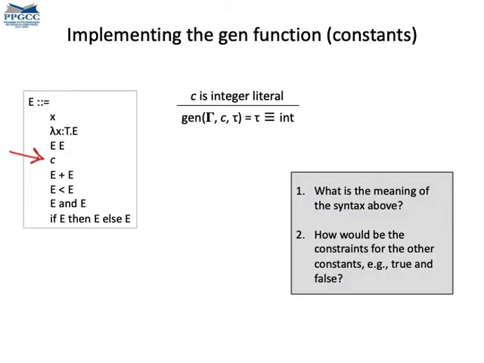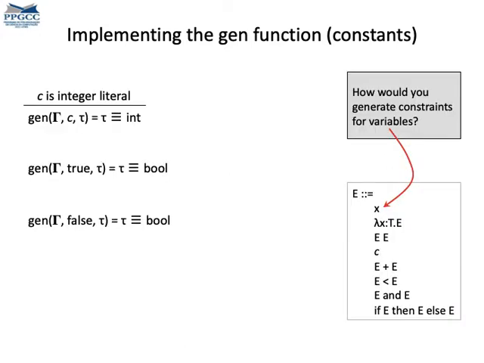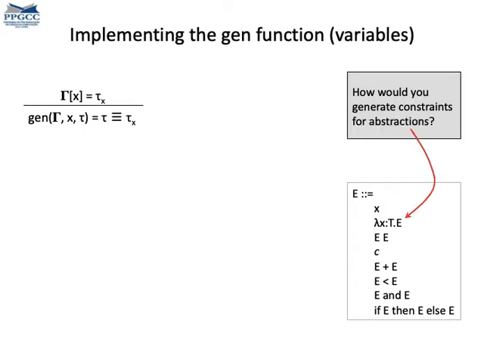Let's then implement the gen function. It will have a definition for each possible term in our toy extension of the lambda calculus. For instance, for constants, we generate an equivalence between the type of the constant and the input type annotation. I know it looks weird now, but bear with me. We will make that clearer later. And for booleans, we generate equivalences with bool.